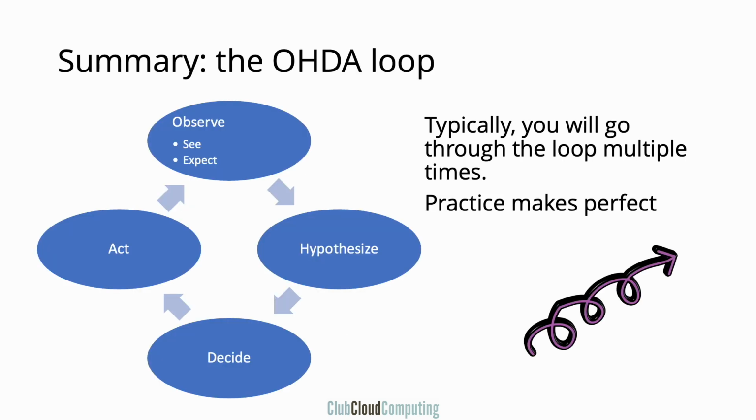In summary, the OODA loop starts with observe. Then we hypothesize what could cause that observation. We decide what we want to do to change the situation. We'll actually execute that intervention, which will lead us through to new observations. Once we have an observation that we're happy with, we can stop. Otherwise, we'll go through the loop a couple of times. And again, practice makes perfect because you still derail every now and then.